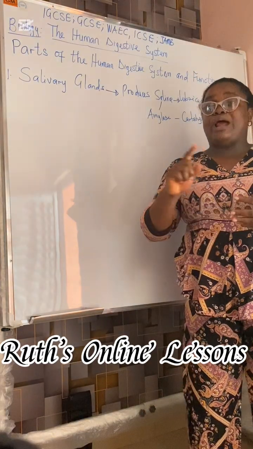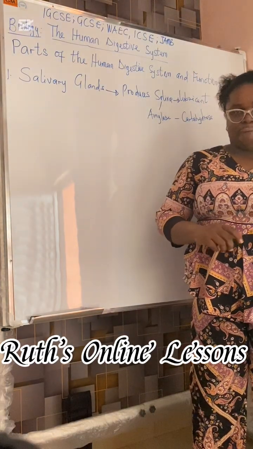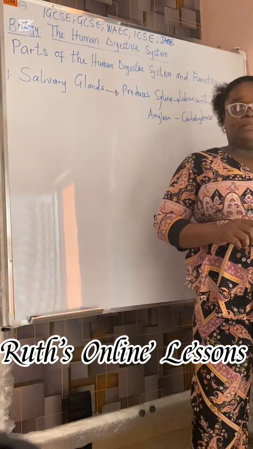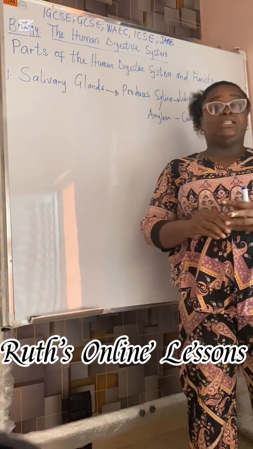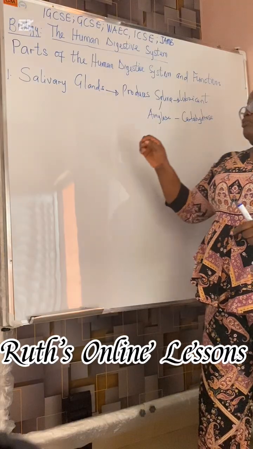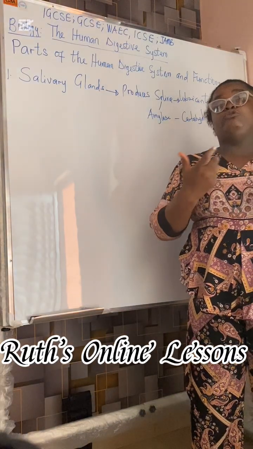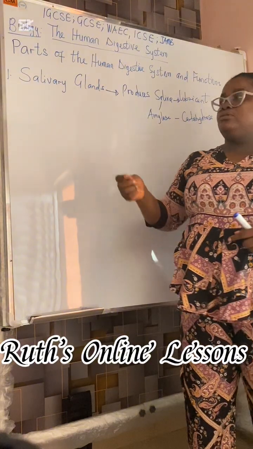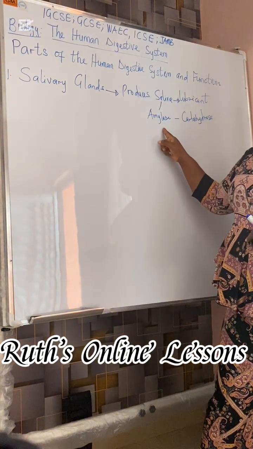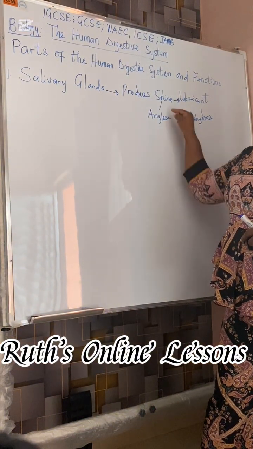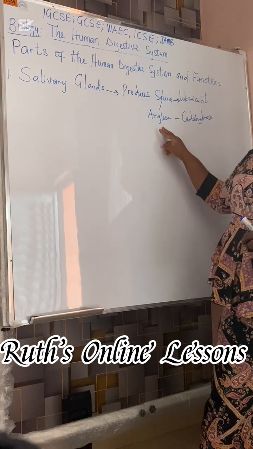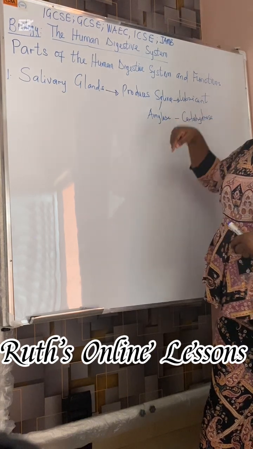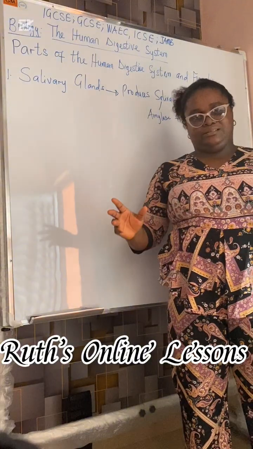Carbohydrates: rice, yam, those of us that eat eba, ripe plantain, and all this food that contains carbohydrates. When you chew this kind of food in your mouth, the saliva that mixes with that food has this digestive enzyme, a type of carbohydrase that is called amylase. That is where the chemical digestion of carbohydrates starts.